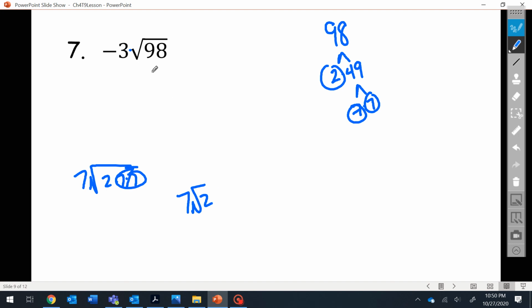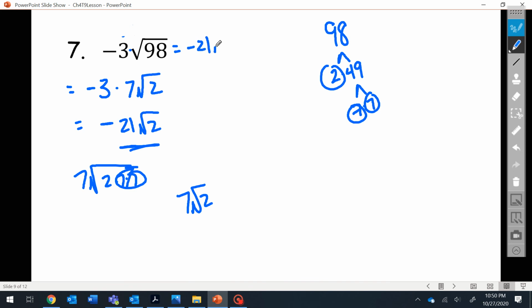So that 7 that's coming to the outside is now going to get multiplied by this -3. So what this becomes is -3 times 7 square root of 2, which is just -21 square root of 2. So -3 square root of 98 becomes -21 square root of 2. That would be the simplified form.